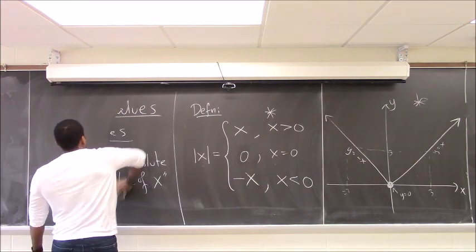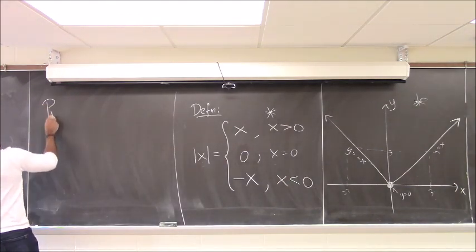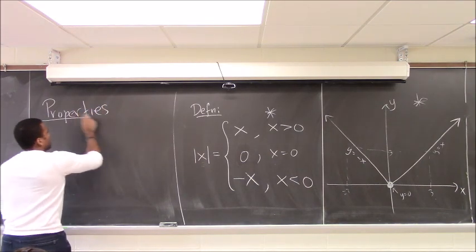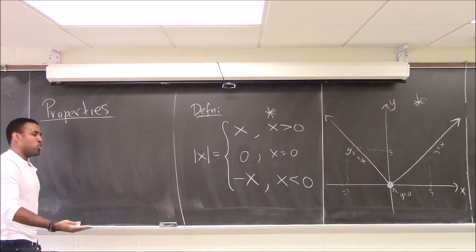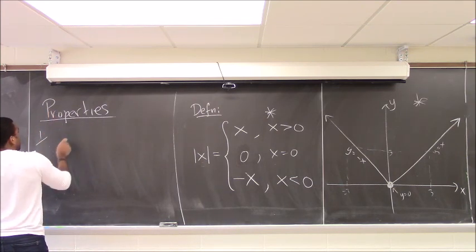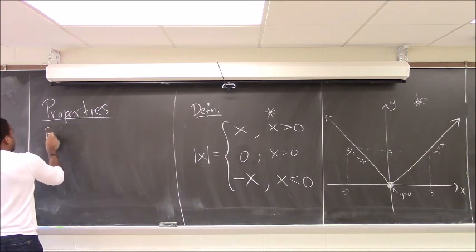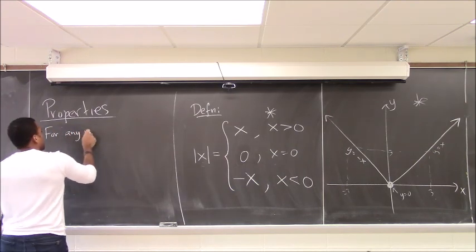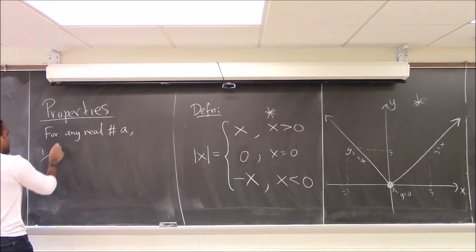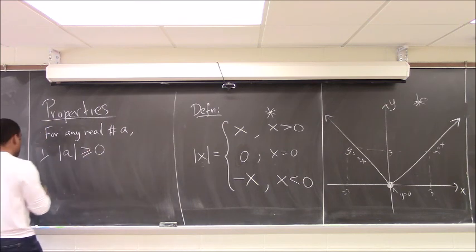Let's talk about the properties of the absolute value. Normally when I mention properties of something, I'm talking about the algebraic properties, which means how you do arithmetic with the idea. So, one, you should know that for any real number A, the absolute value of A will give you a number greater than or equal to 0.